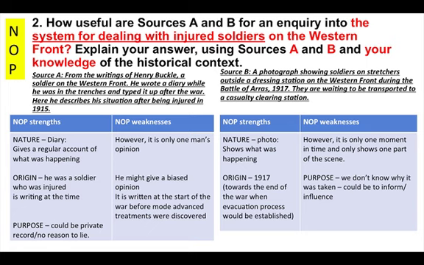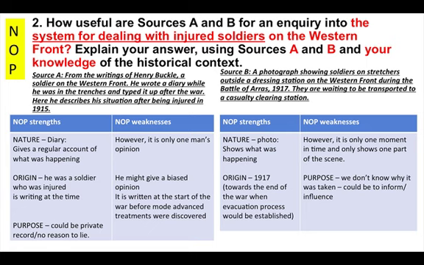If we have a look at source B, a strength of this would be that it's a photograph, so it shows us exactly what's happening. We can see where the soldiers are, how they've been cared for, what provisions are in place for them. However, it's only capturing one moment in time. We don't know what happened previously or afterwards, and it only shows us one part of the scene. We don't know if there are double the same number of soldiers on the other side of the road, for example.